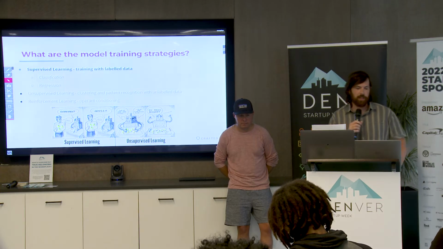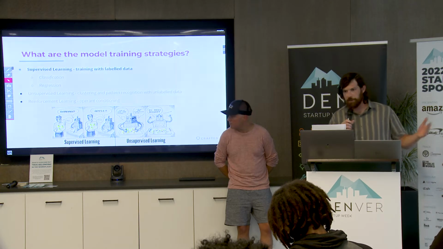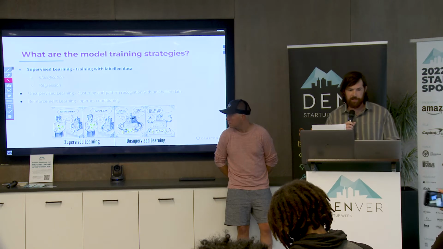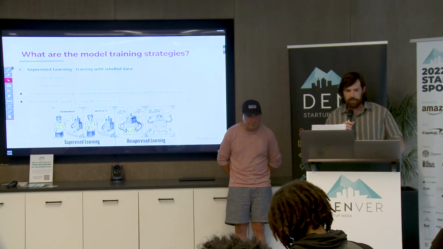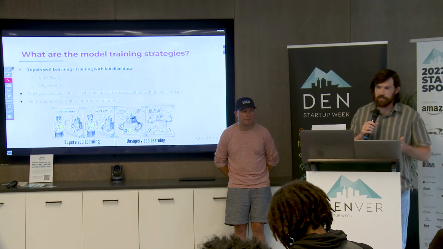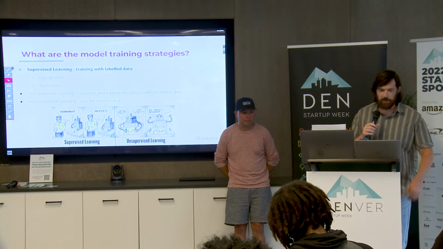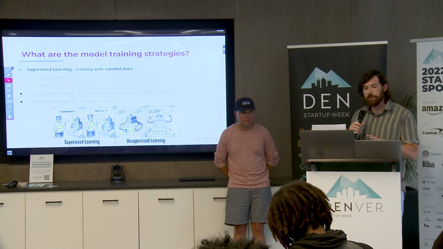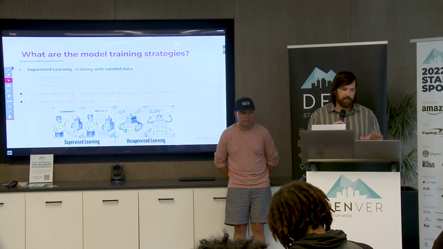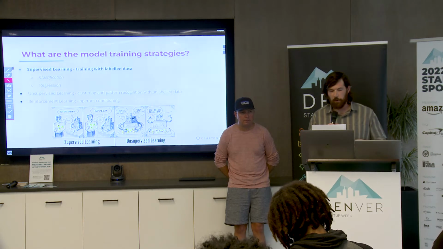Regression might be more like you're looking at a data set of housing prices in Denver, and based on different features, you want to predict what the house price is going to be in some particular zip code. So regression is going to be a value that's a continuous variable. Classification is going to be some category, basically.